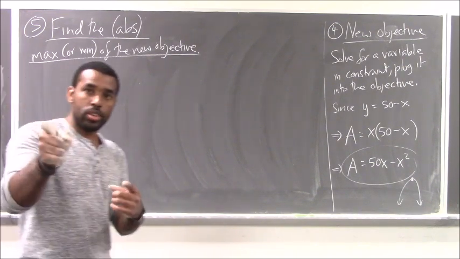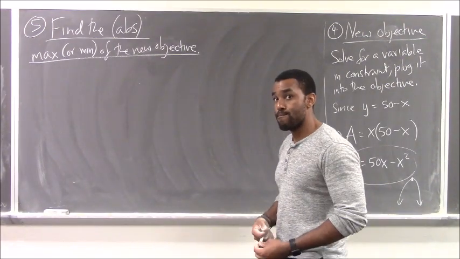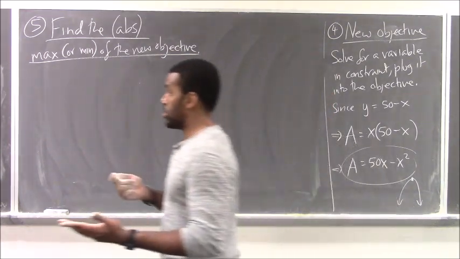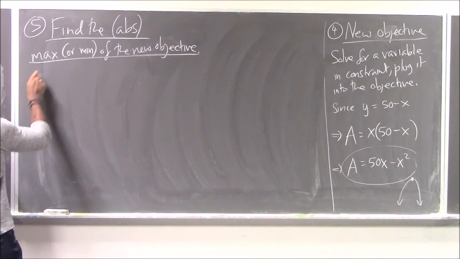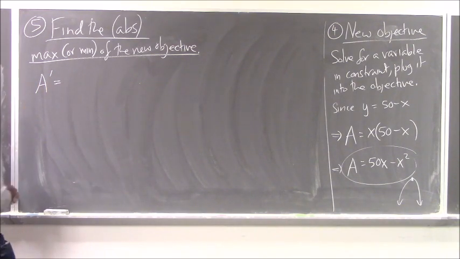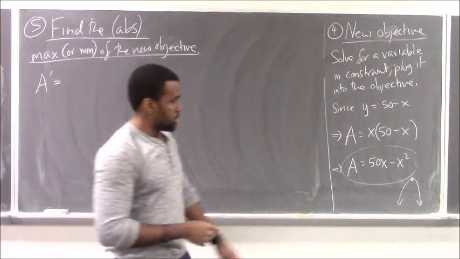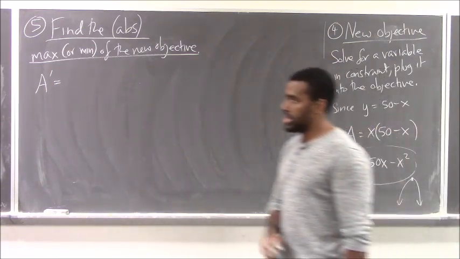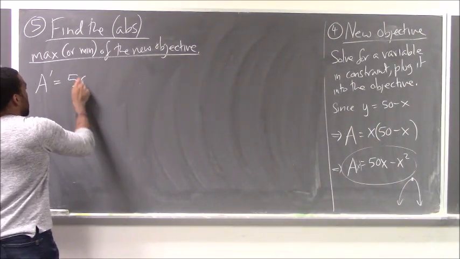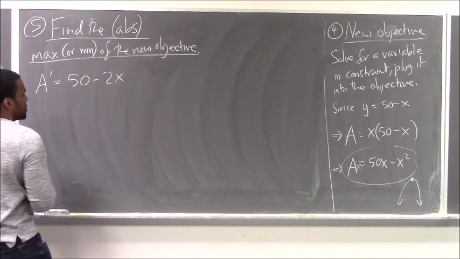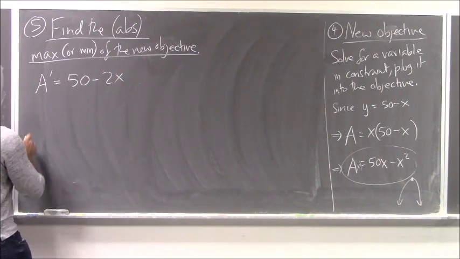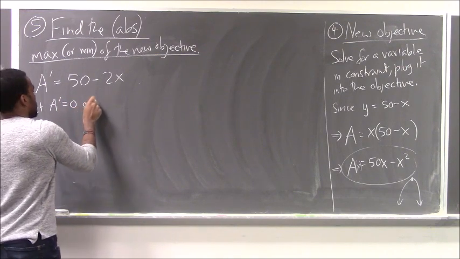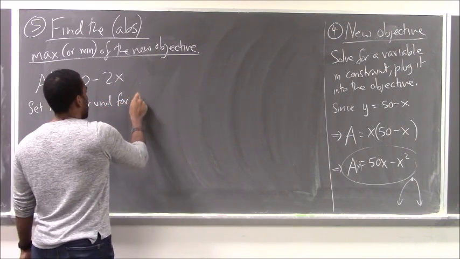What do you need to do? What's the first thing you want to do when you want to find a max or min? That's right, you find critical points. So, first thing you're going to do, you're going to find the derivative. Now, of course, this is a function of x, so I'm going to differentiate with respect to x. This will give me 50 minus 2x. And so you set A prime equals 0 or undefined for critical points.